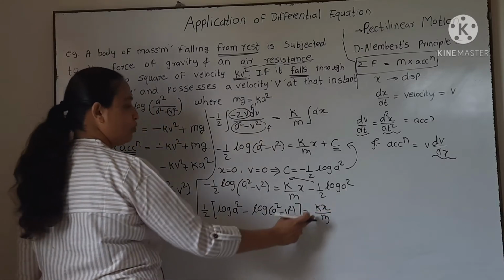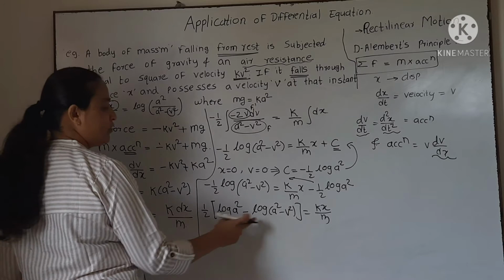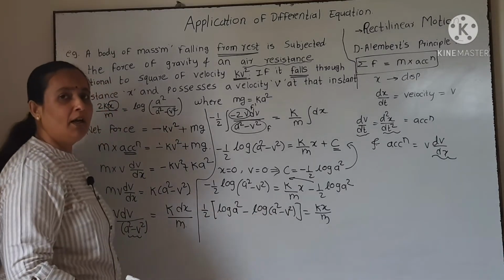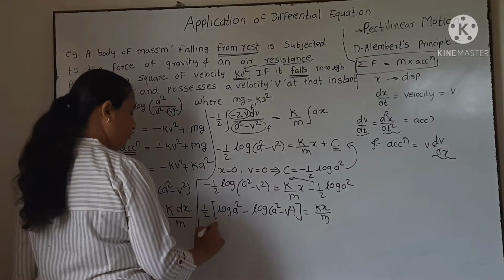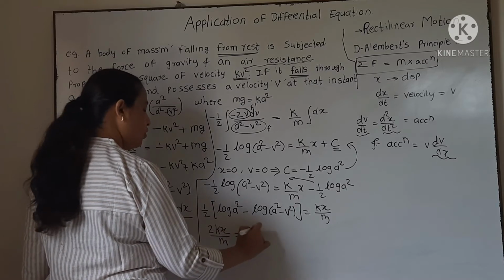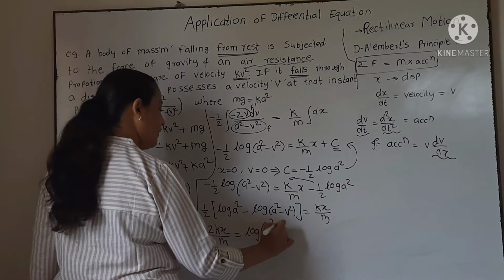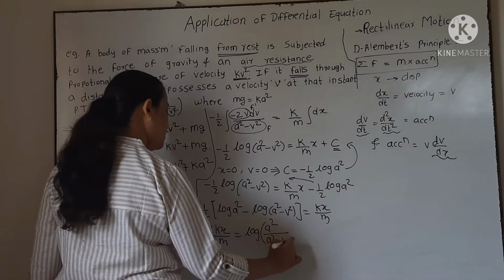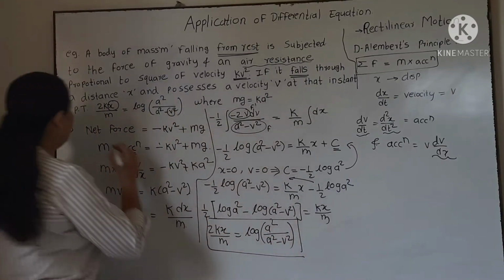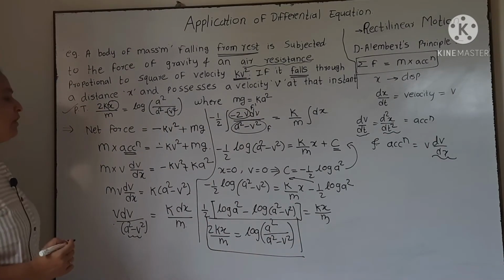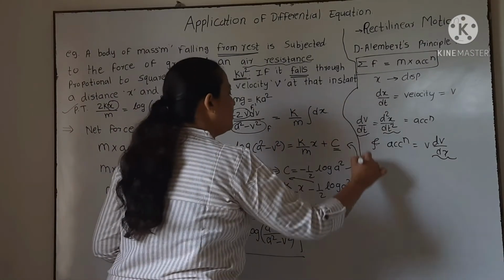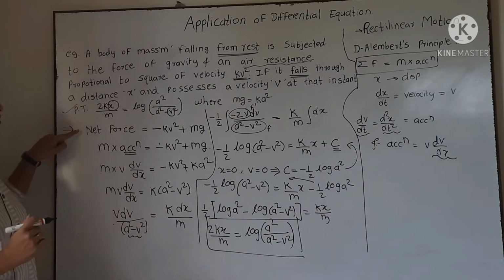Transfer this 2 to the left hand side, and for this if you use rules of logarithm, log a minus log b is nothing but log of a by b. Therefore you will get twice kx upon m equal to log of a square upon a square minus v square, and this is what we wanted to prove.